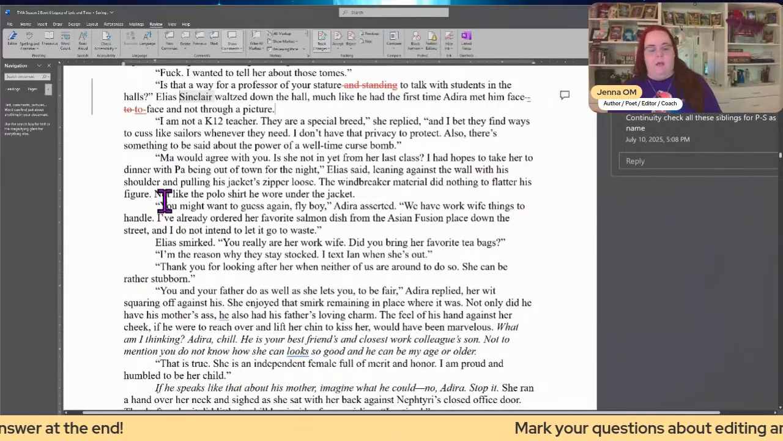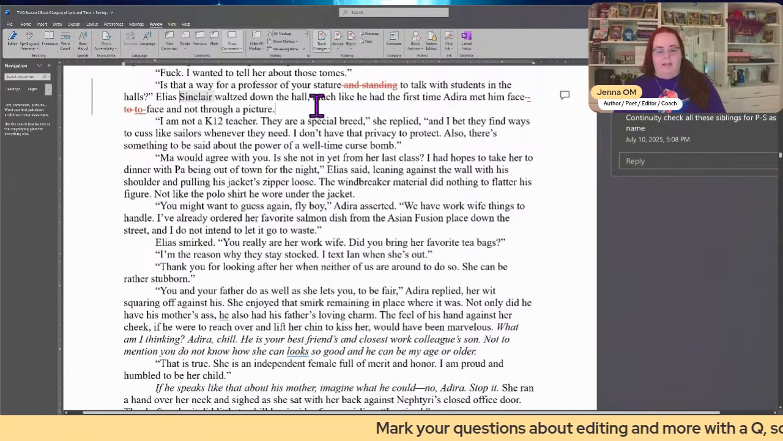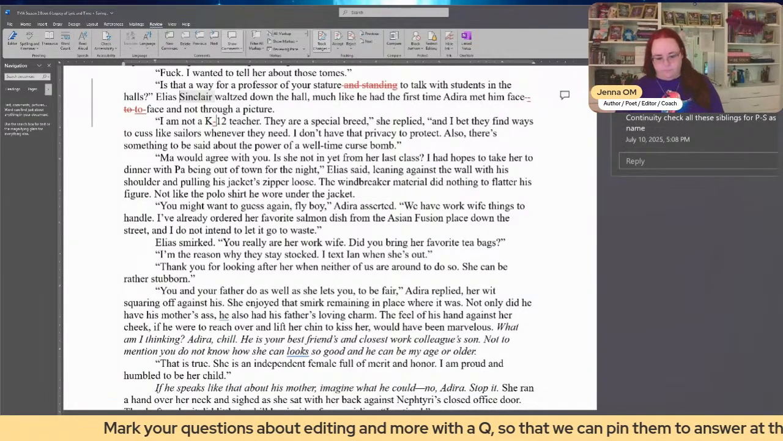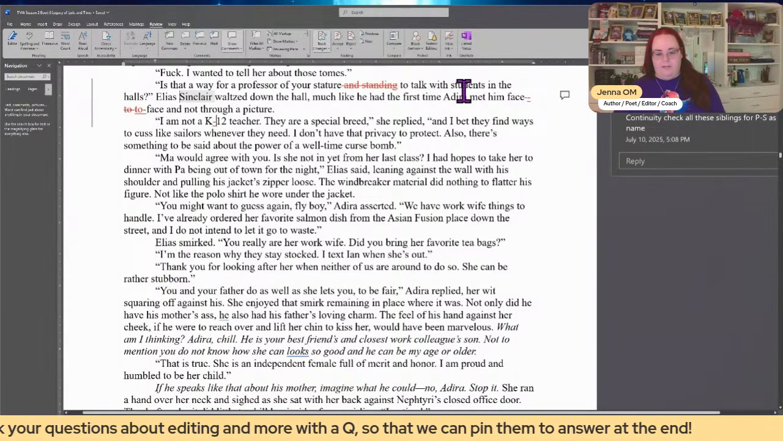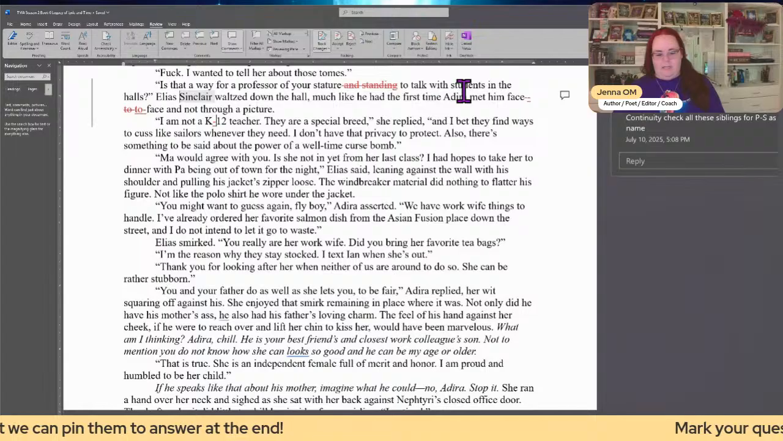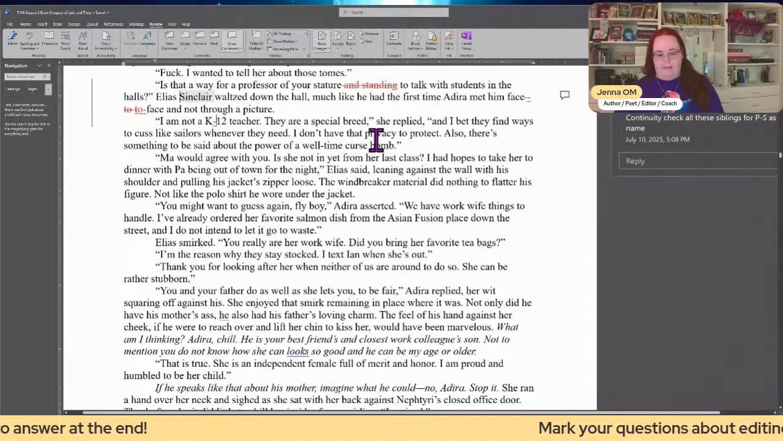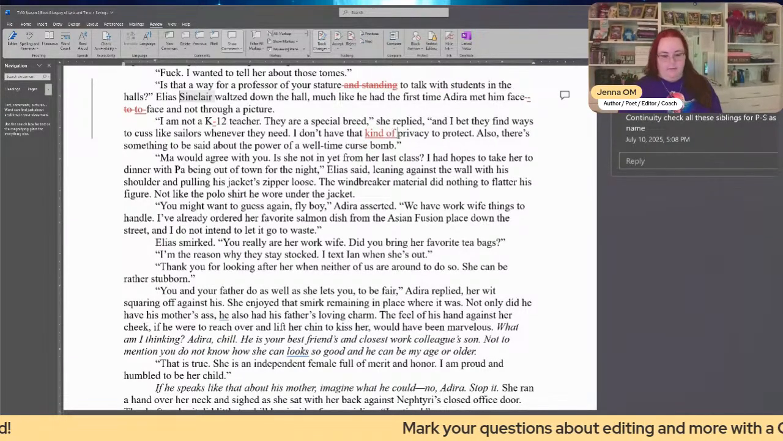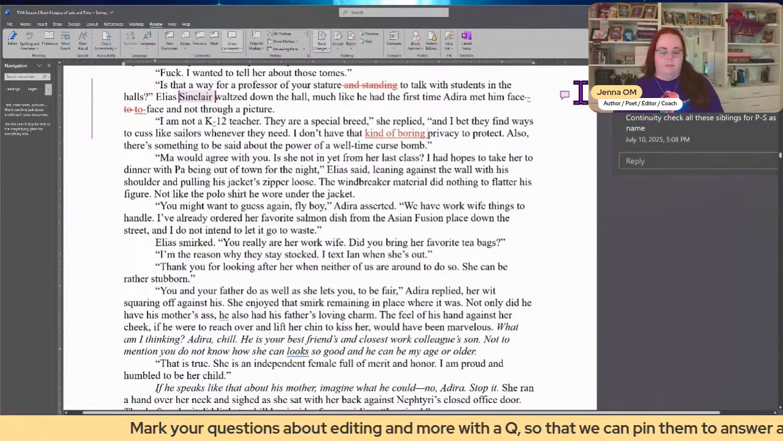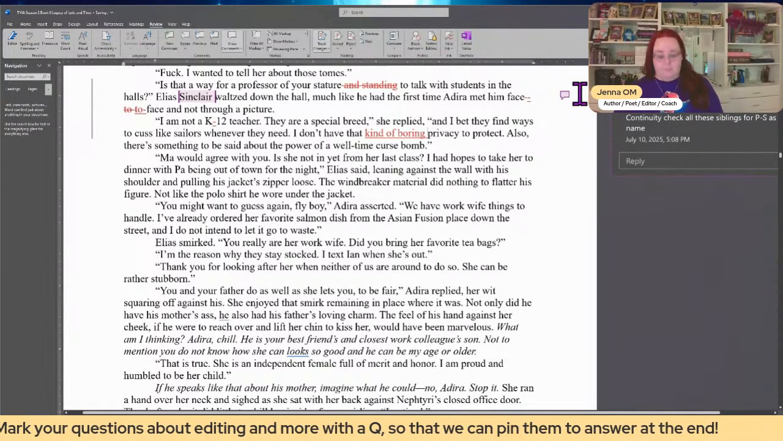I'm sorry. So I am not a K-12, that should be hyphenated, teacher. "They are a special breed," she replied, "and I bet they find ways to curse like sailors whenever they need." I don't have that kind of boring privacy to protect. Also, there's something to be said about the power of a well-timed curse bomb.